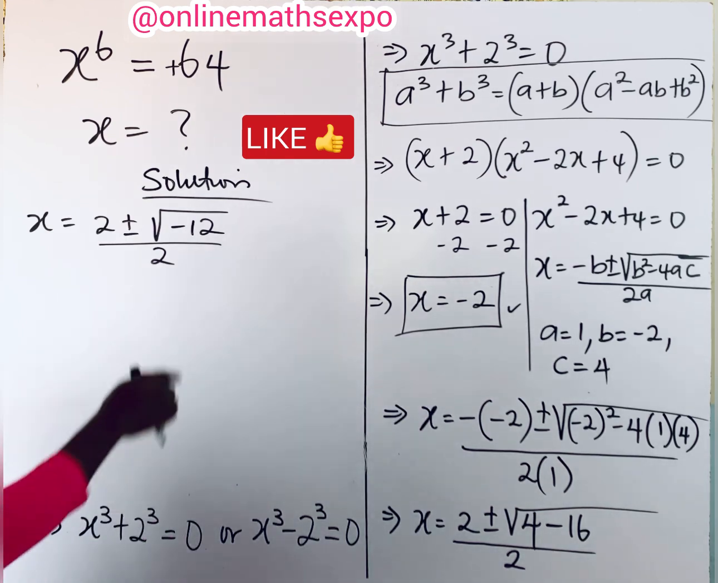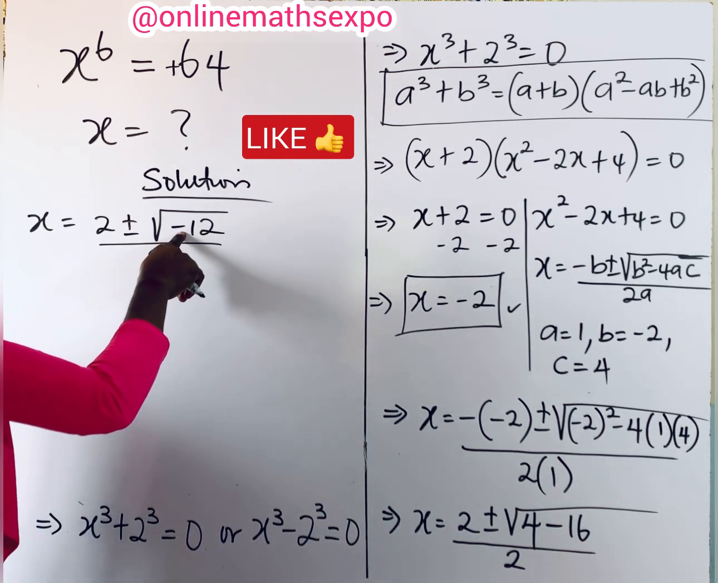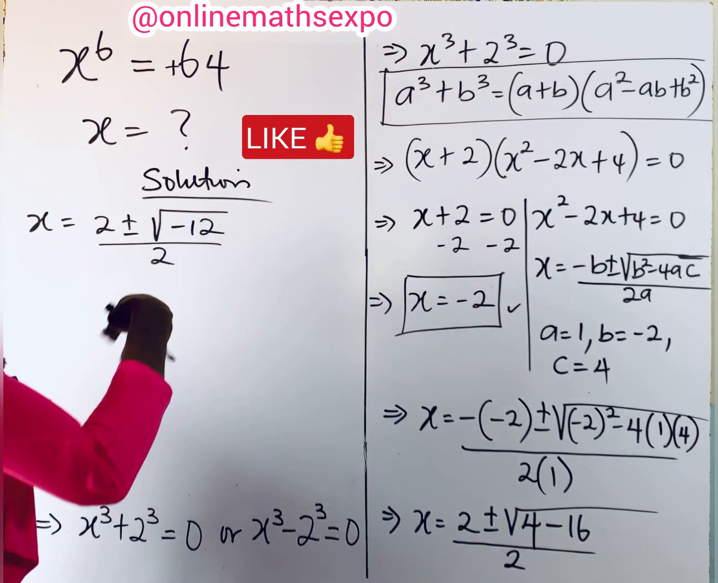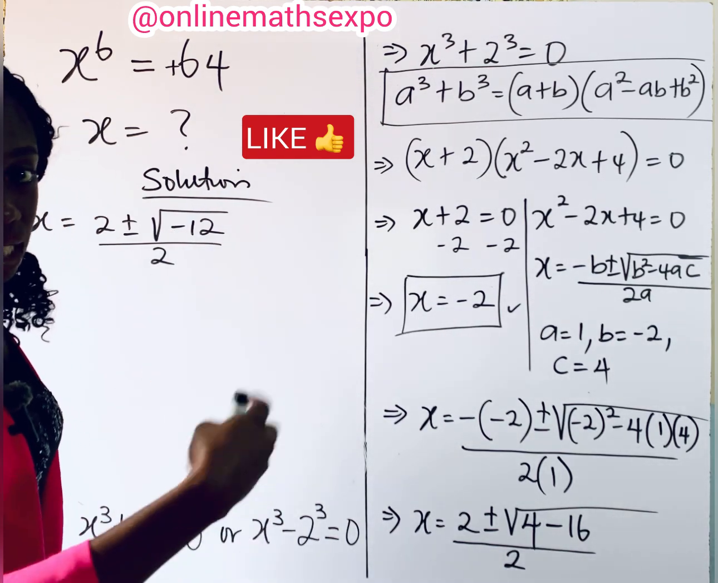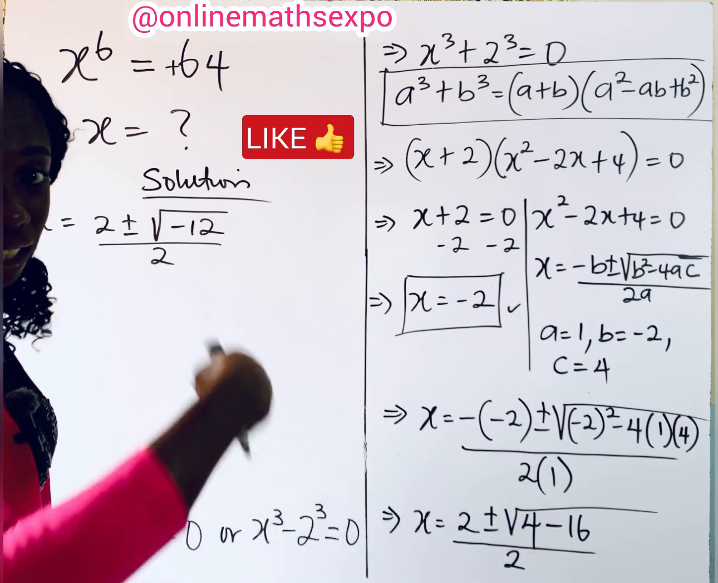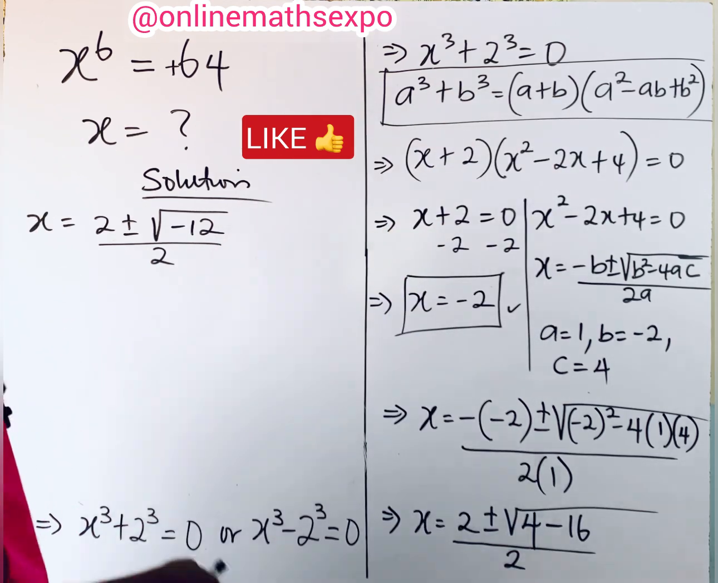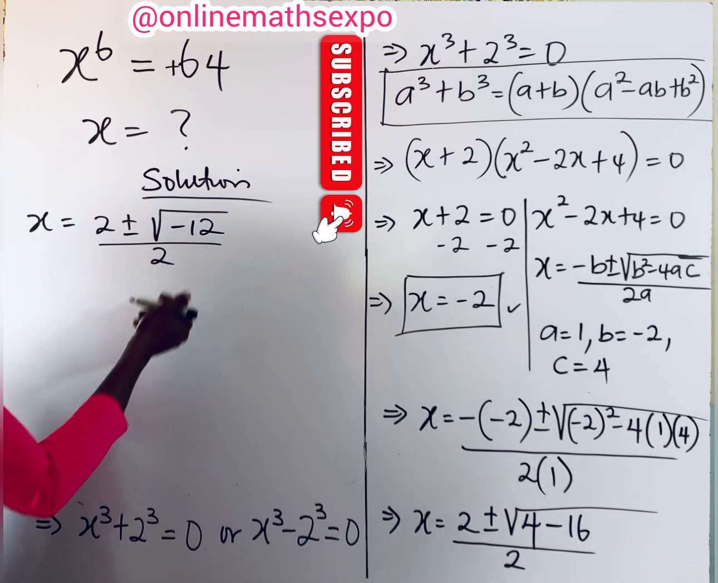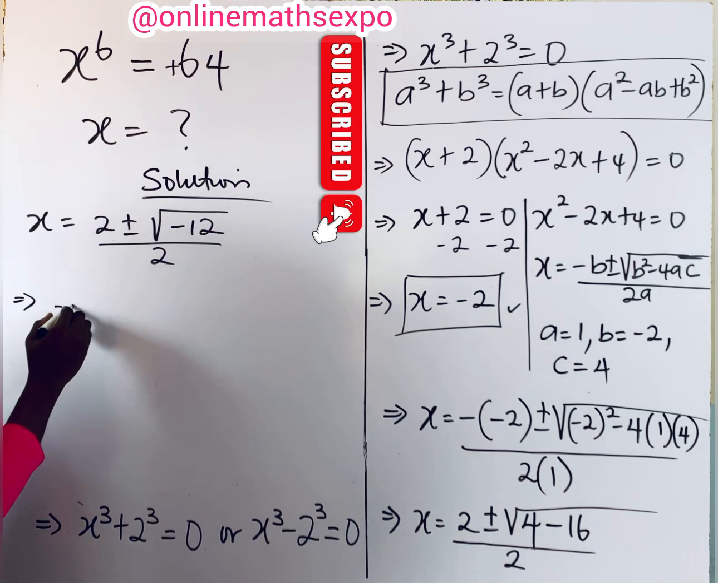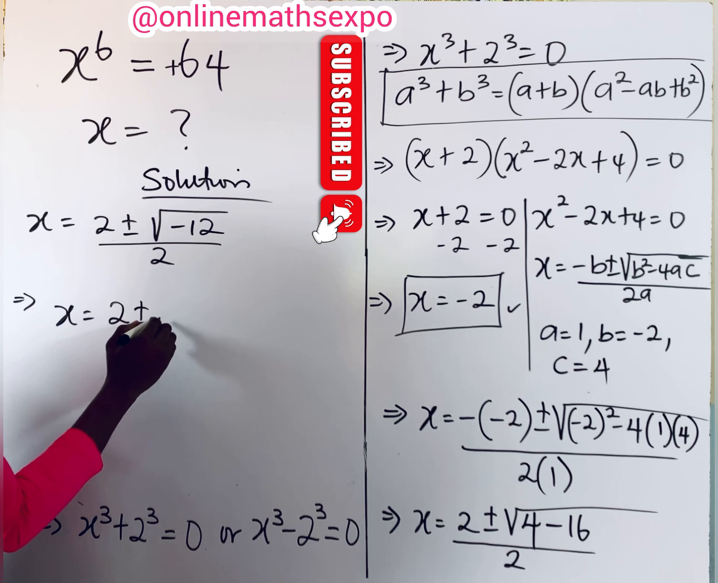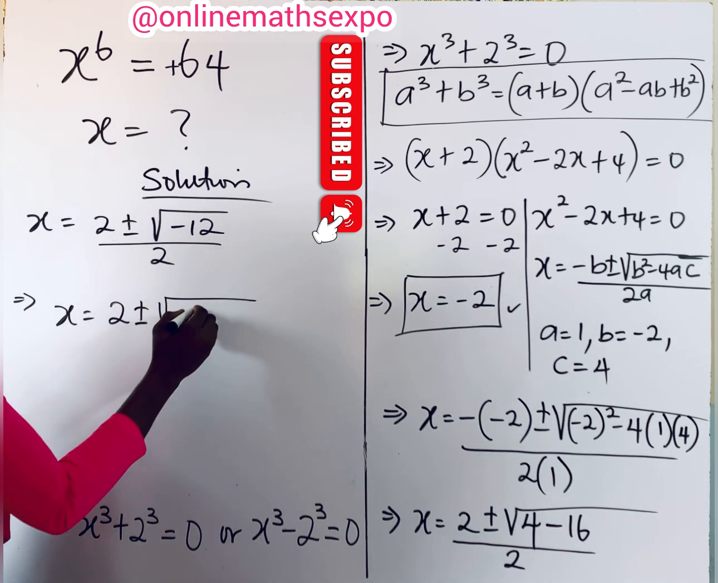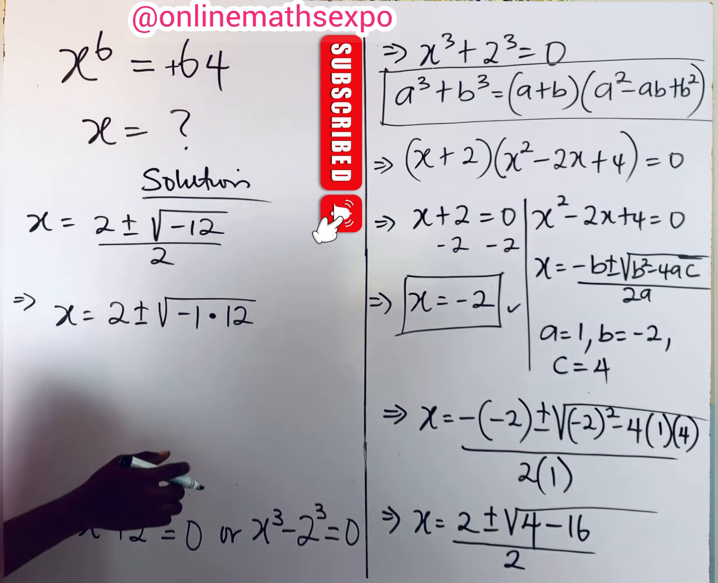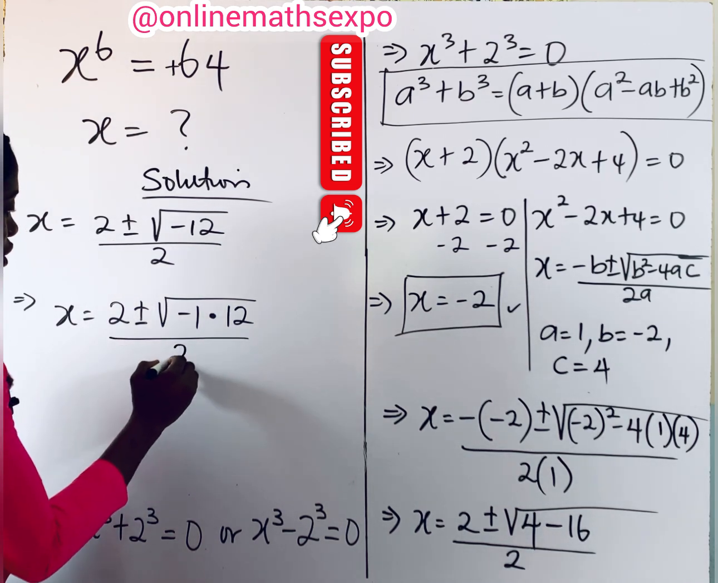Okay, you observe that there is a negative sign inside this square root, and whenever there is a negative sign inside the square root, it's no longer a real number. Okay, it has become imaginary and leads to a complex solution. So in this case, what you do is remove this negative, and to do it, we are going to rewrite this to be x is equal to 2 plus or minus square root of -1 multiplied by 12, which gives you back this. I hope you know that. And then divided by 2.